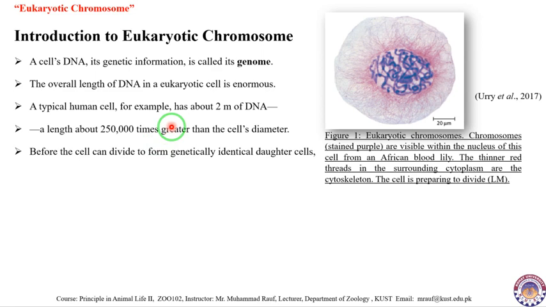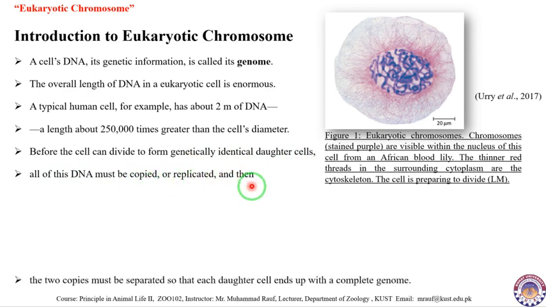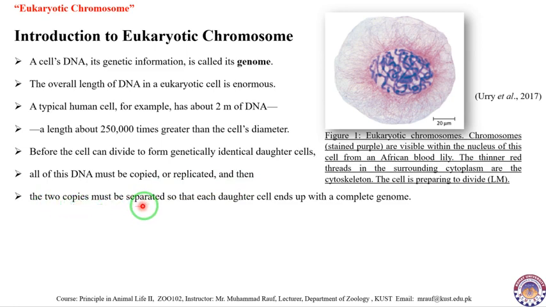Before the cell can divide to form genetically identical daughter cells, all of its DNA must be copied or replicated, and then the two copies must be separated so that each daughter cell ends up with a complete genome. The DNA is in association with proteins in the interphase, but as the cell commits to divide and form daughter cells, this diffused form is condensed several times and discrete units are formed which are called chromosomes.